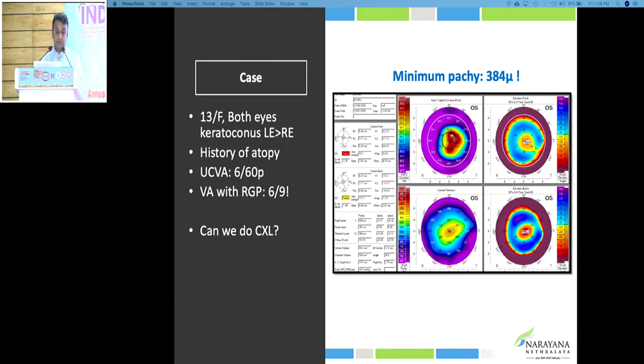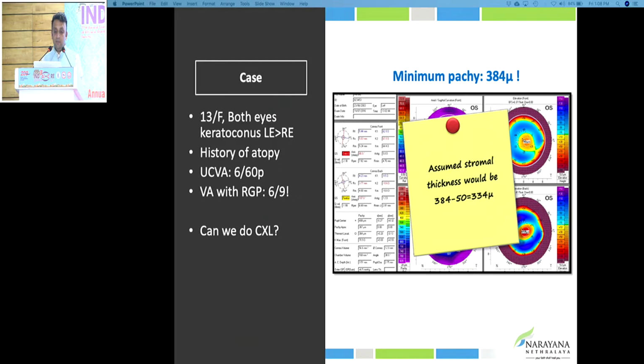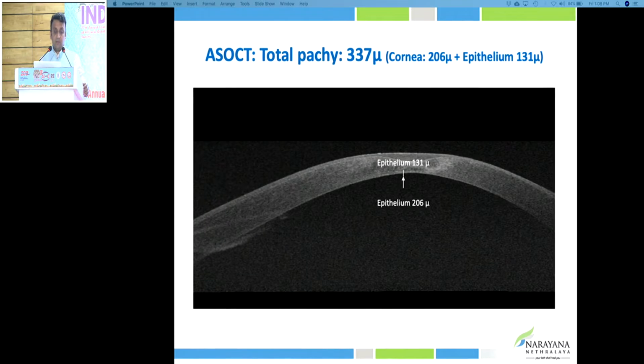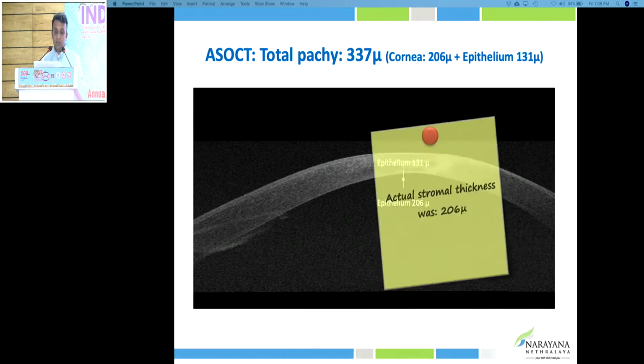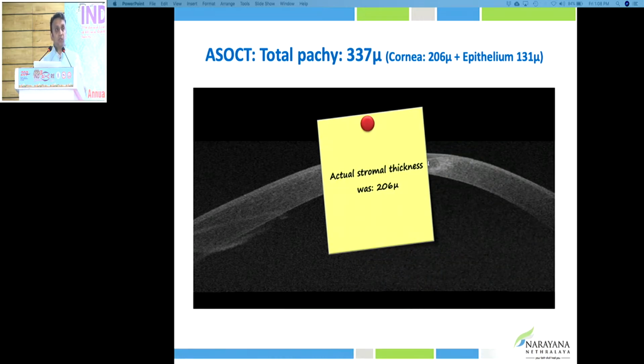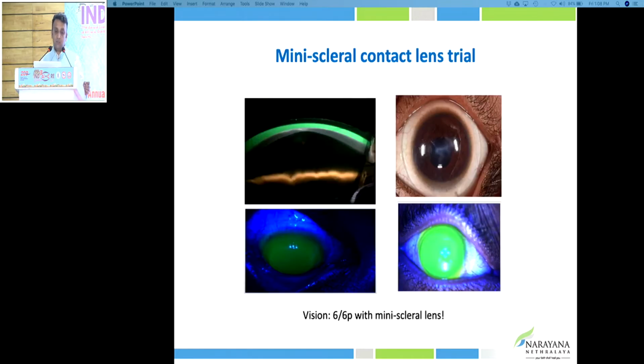A person came for cross-linking with a Pentacam pachymetry of 384 micron. If we remove 50 micron, we have 334 micron of stroma available for cross-linking. With normal HPMC riboflavin, we can do cross-linking in these cases. But if we do something like an ASOCT, you realize you were actually fooled. The epithelium was not 50 micron. The epithelium here was 131 micron. Hence, the stroma available was just 206 micron. Not the best case to do cross-linking.